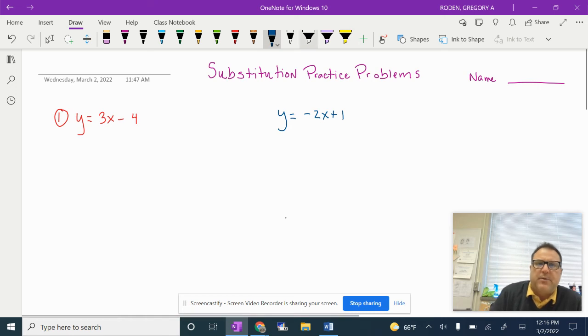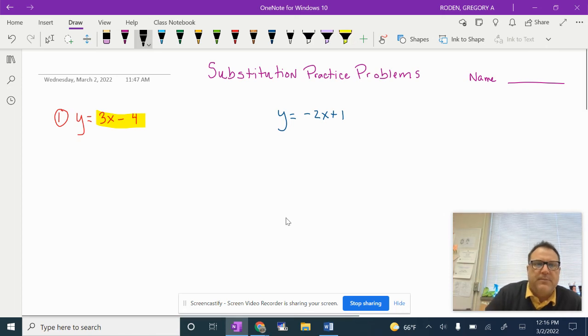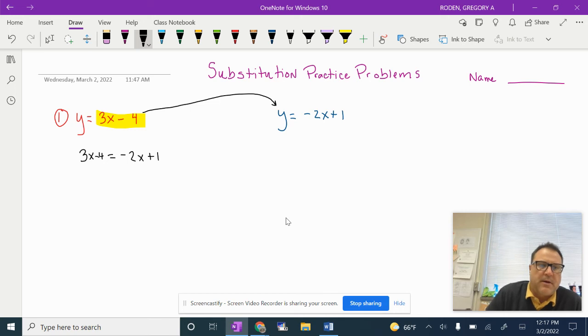Hey, welcome back. So on this one right here, I'm going to take the equation y equals 3x minus 4 and the equation y equals negative 2x plus 1, and I'm going to solve for x and y. I'm going to take this 3x minus 4 and substitute it in for this y right here. So instead of the blue y, I'm going to replace it with 3x minus 4. And the other part of the equation is still negative 2x plus 1. Okay? Now, I'm going to solve for x.